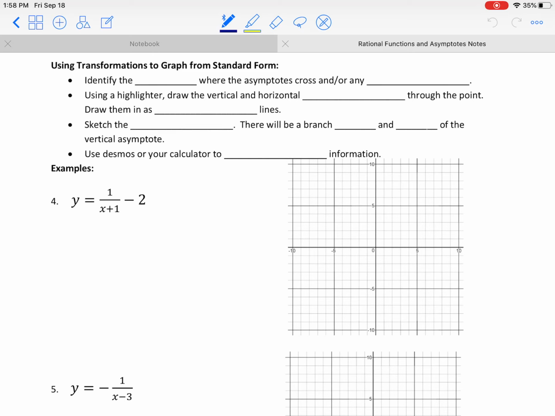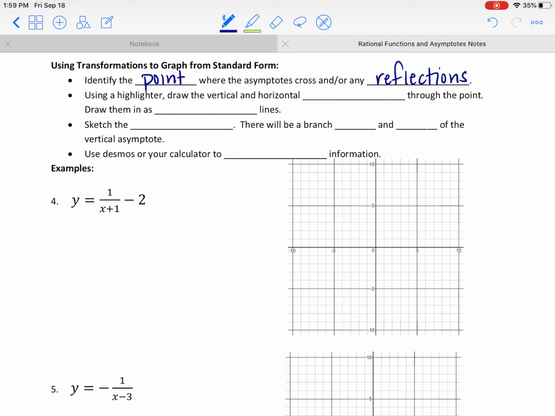So if we're going to use transformations to graph from standard form, and standard form, again, is what we just looked at, those last 3, that's where we can see our parent function, and then we can identify that there are just a couple of transformations occurring in that parent function. To graph using those transformations, what I like to do is identify the point where the asymptotes are going to cross and whether or not we have any reflections.